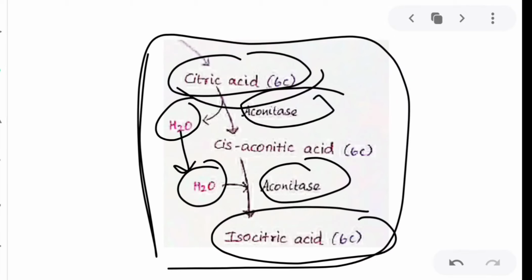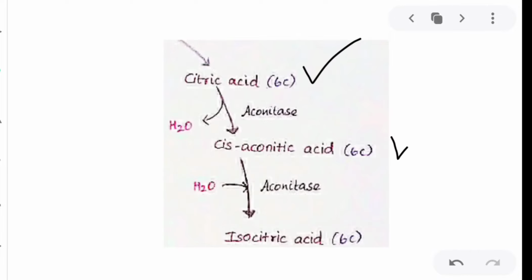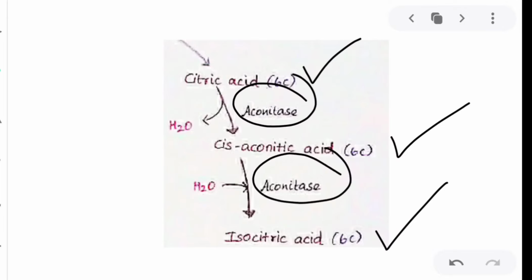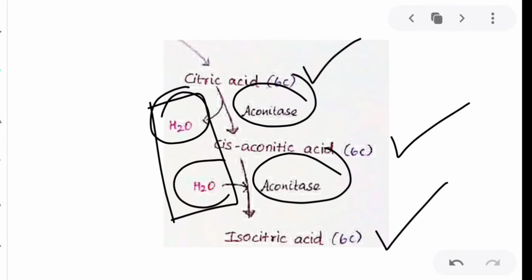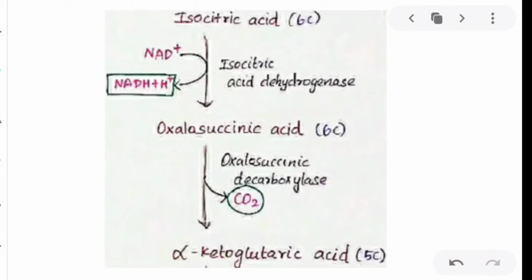So citric acid gets converted to cis-aconitic acid, which is an intermediate, then it forms isocitric acid in the presence of the enzyme aconitase. The water is compensated because it is released and also added. Now the 6-carbon isocitric acid is formed. After this it gets converted to oxalosuccinic acid in the presence of the enzyme isocitric acid dehydrogenase. As I said in the previous video, the name of the enzyme is derived from the previous compound, like isocitric acid.